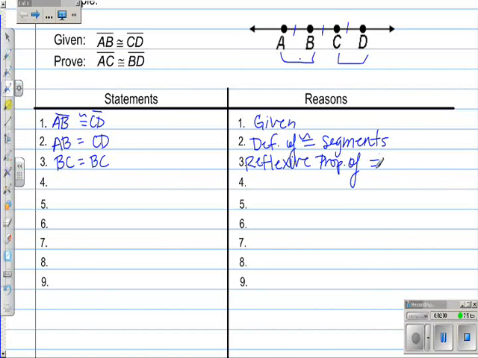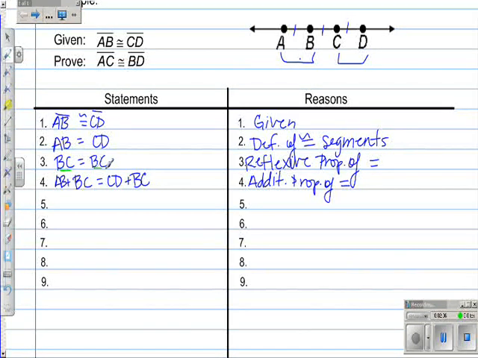property of equality. Since BC is equal to itself and AB equals CD, then I could say AB plus BC equals CD plus BC by our addition property of equality. Okay, so since BC is the same here and here, I'm adding the same thing to both sides of this equality statement, which made it addition property of equality.